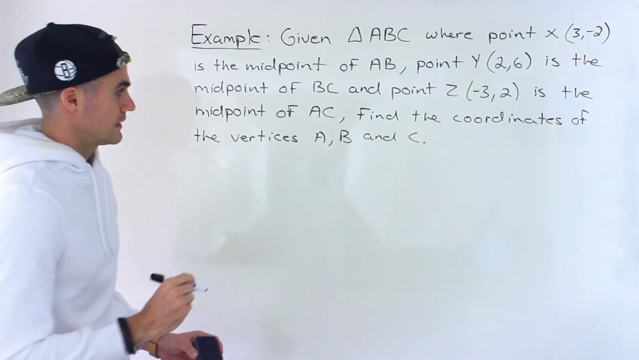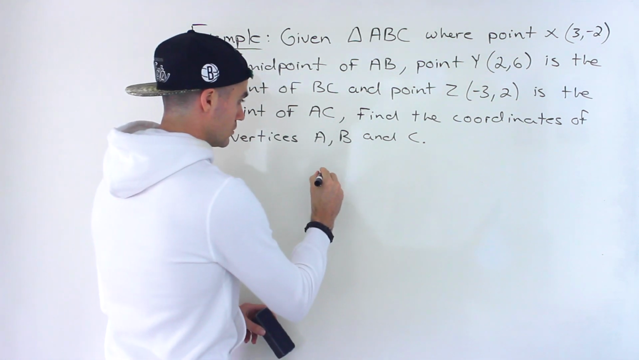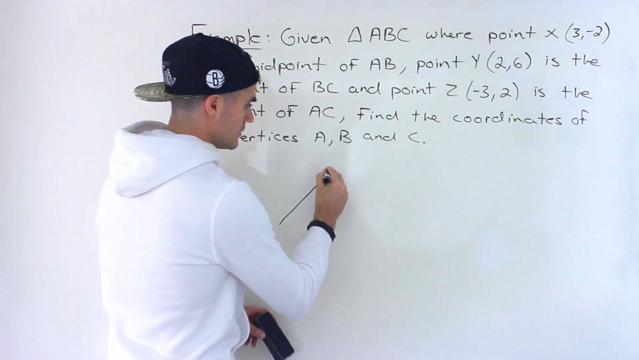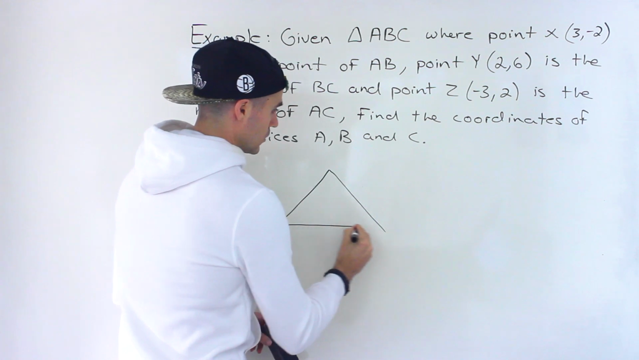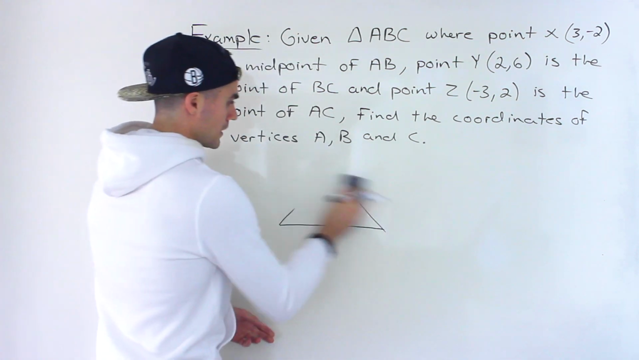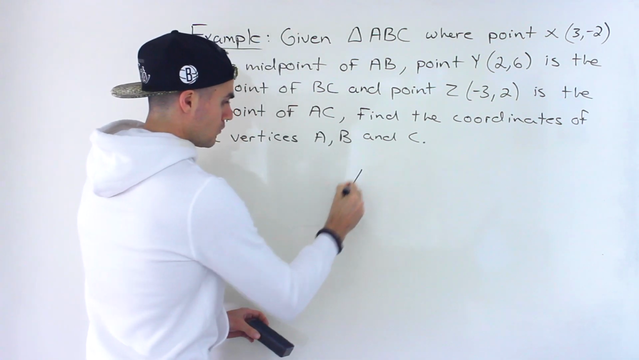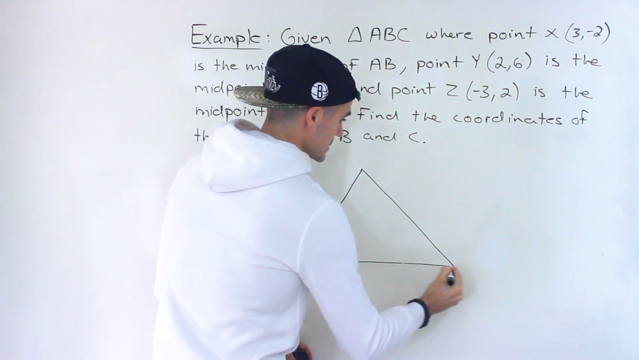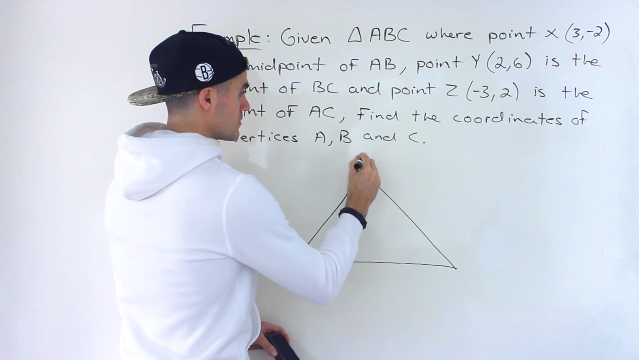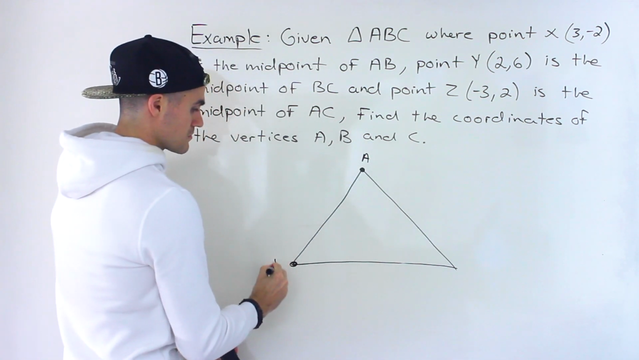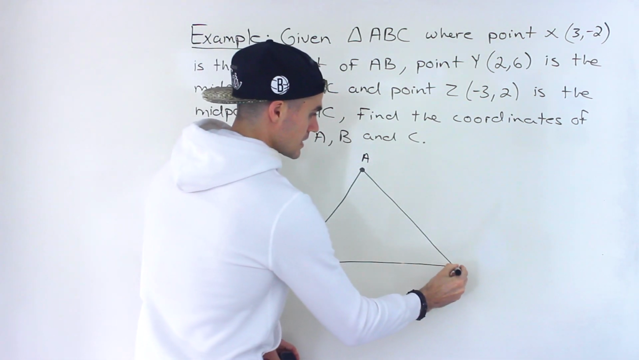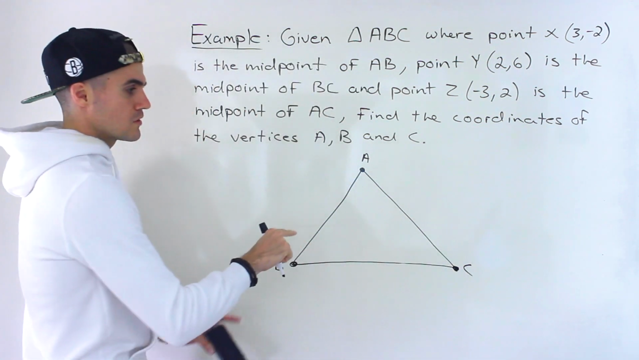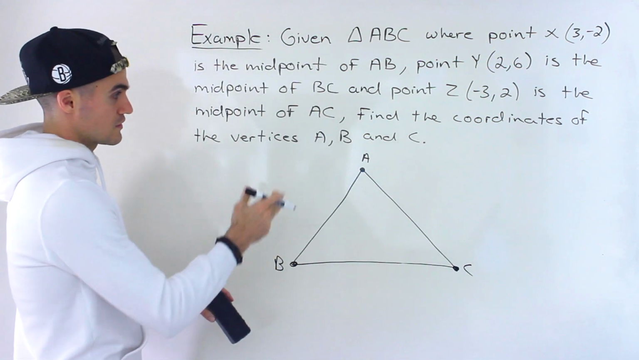Now, before getting into the actual math of this, I want to just quickly go over some properties here about how the vertices of a triangle relate to the midpoints of the sides. Let me make a bigger triangle, so let's call this vertex A, vertex B, and then vertex C.